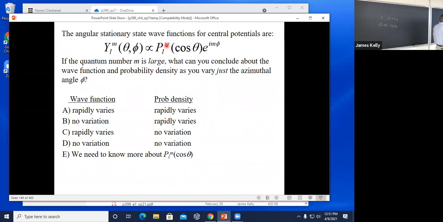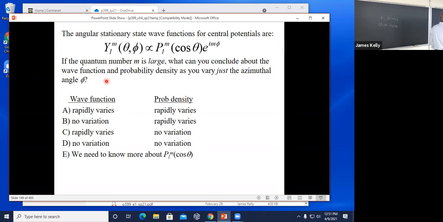So we're talking about the angular dependence here. I'm not talking about the radial dependence at all. So let's suppose the quantum number little m is large. What can we conclude about the wave function and probability density as we vary just that azimuthal angle phi, spinning around the z-axis?